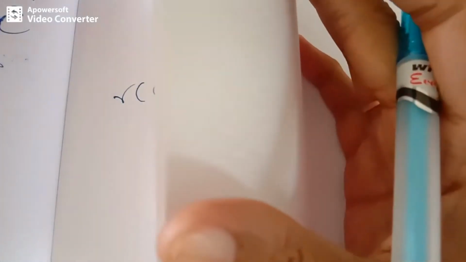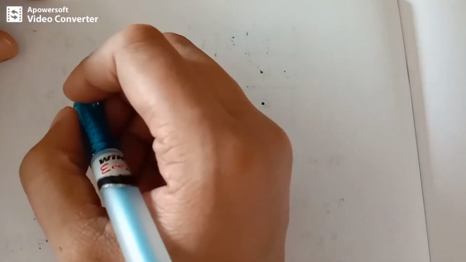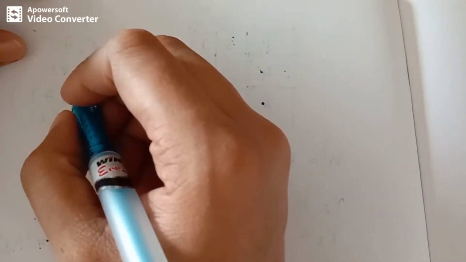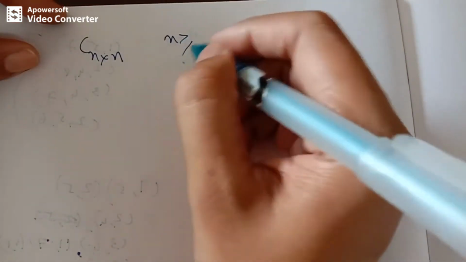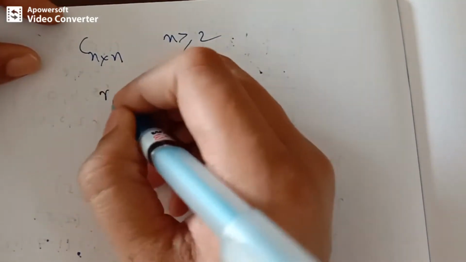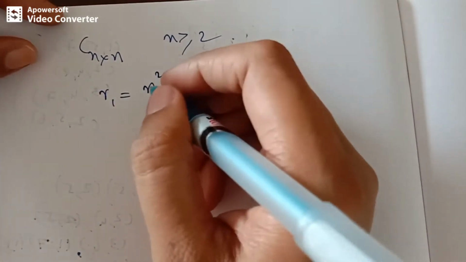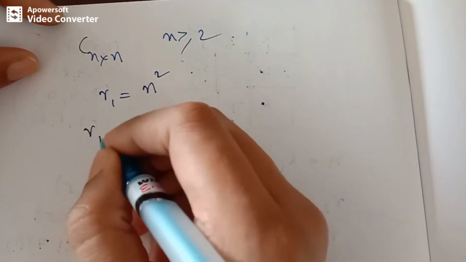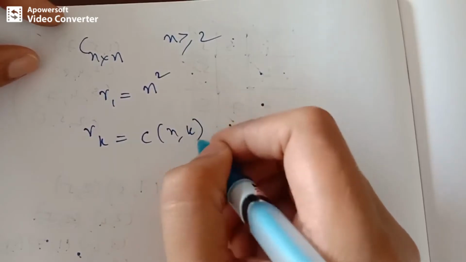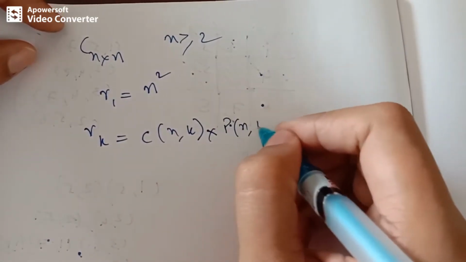Okay, so again in this Rook polynomial we have got the usage of expansion formula as well as product formula. We will see them in detail. So for n cross n board, if I have got n cross n chessboard where n is always greater than or equal to 2, R1 will be n square, right? N square. And the Rook's polynomial is given by C of n comma k into P of n comma k.